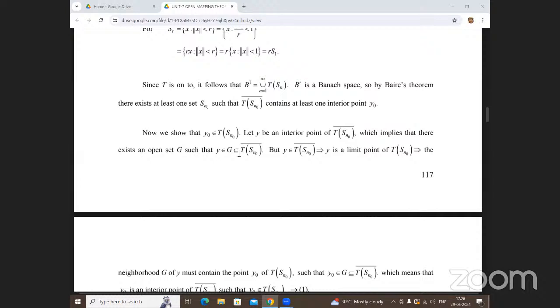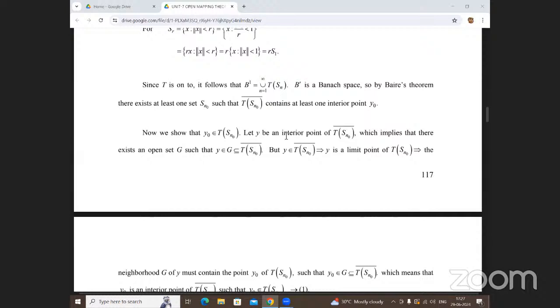Here the element of that open set is y, so y belongs to the given open set, which is contained in or equal to the closure of T of S_n0. So this is an interior point. When an open set is a neighborhood of each of its points, that is called an open set, and at the same time it has interior points.